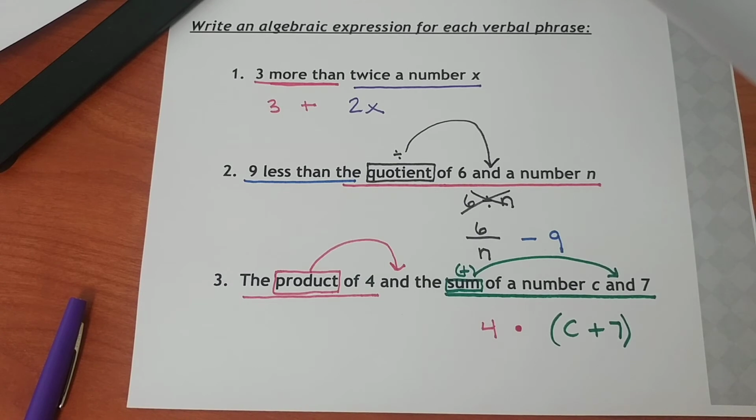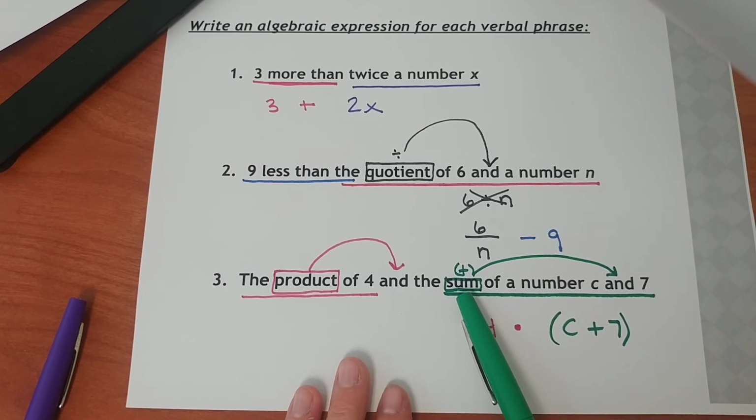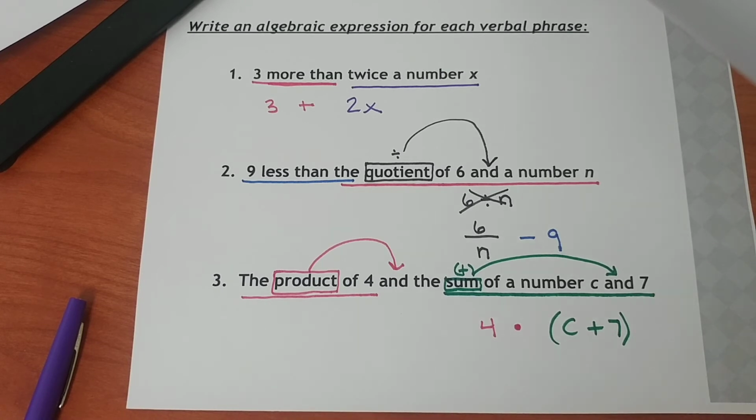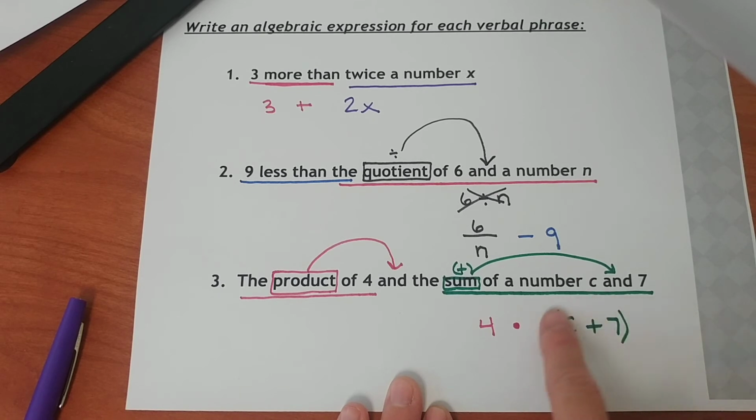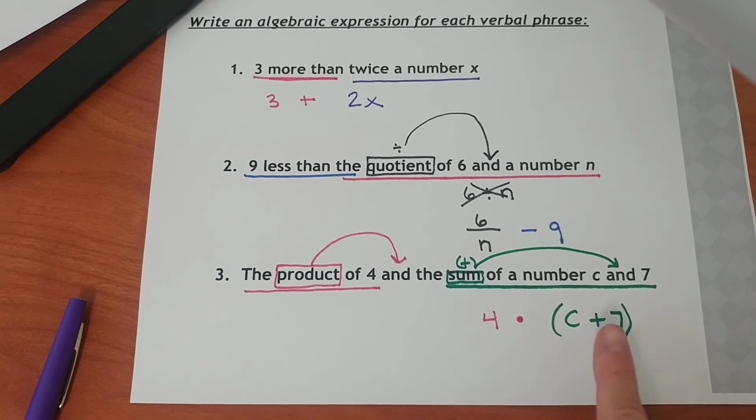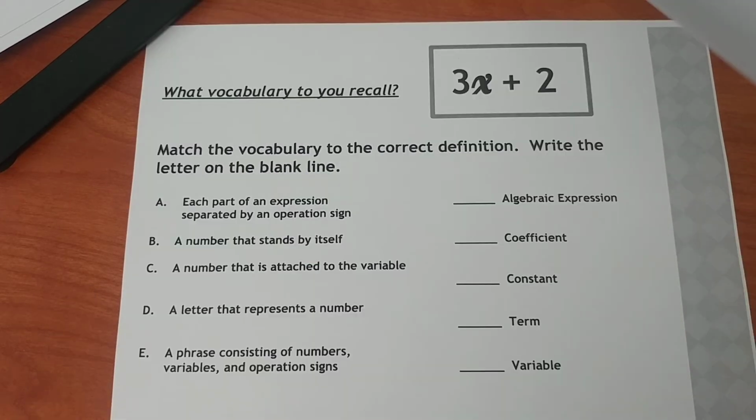You may have learned in 6th grade that when you see that word sum, whatever you see with it has to have parentheses around it. I'm not sure if you remember that or not. But now we have 4, and we're multiplying it by the entire quantity C plus 7. And this would tell me to get the C plus 7 first.